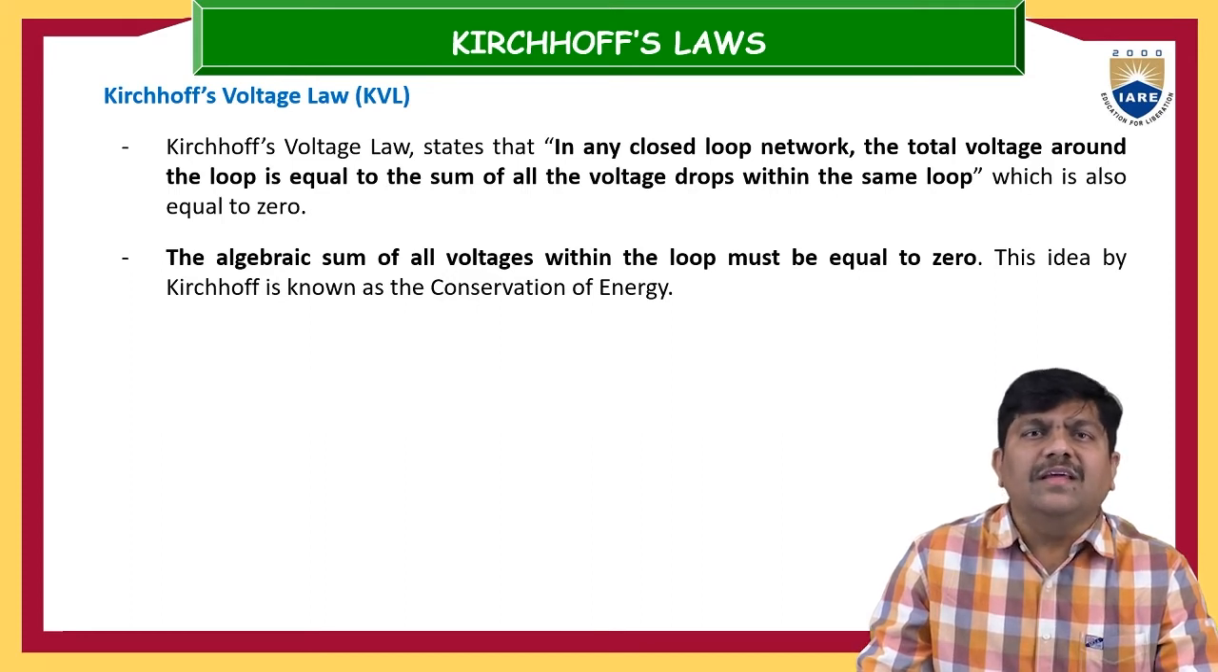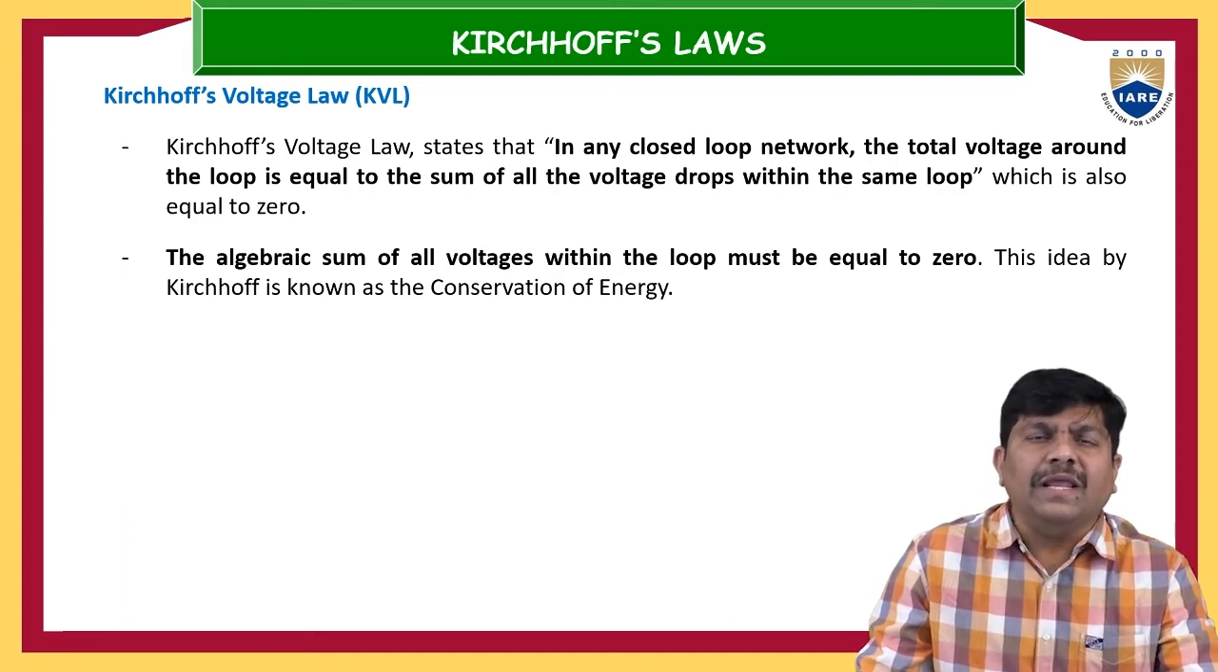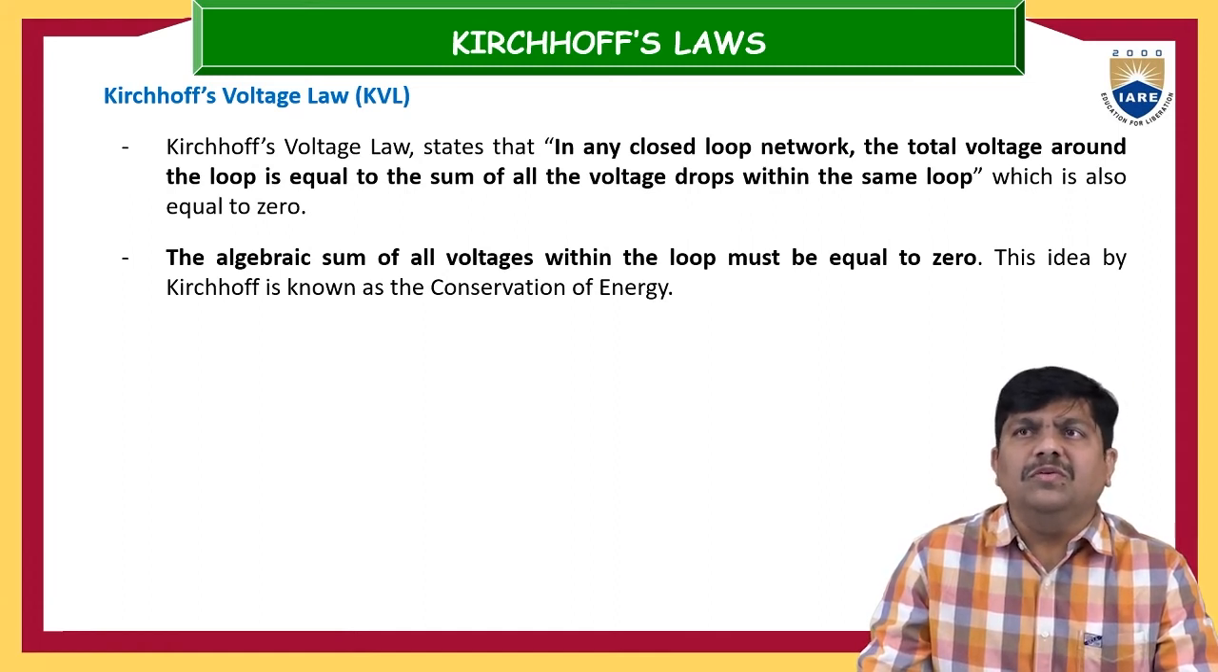Now, how many loops are there? In any loop, if you want to apply the KVL, then you have to calculate the potential difference, or the voltage drop, or the voltage appearing across the elements in that particular closed loop. Then the algebraic sum of all the voltages in the particular loop must be equal to 0. That is the Kirchhoff voltage law. This idea of Kirchhoff is known as the conservation of energy. KCL is conservation of charge, and this is the conservation of energy.